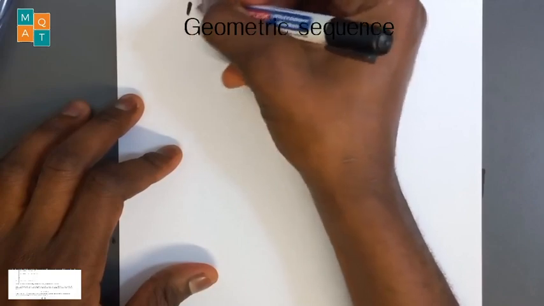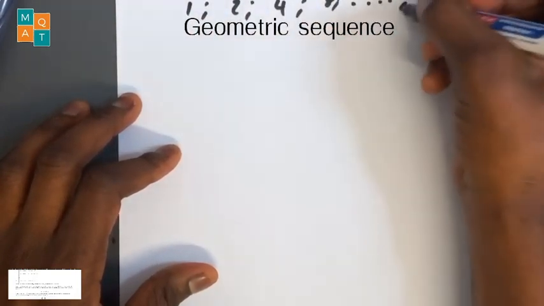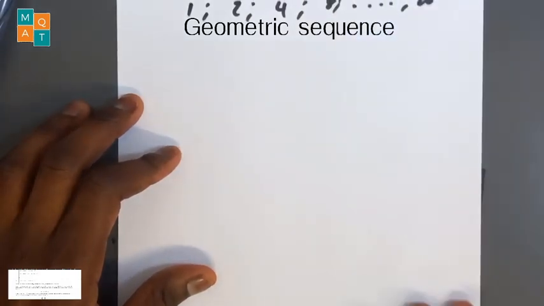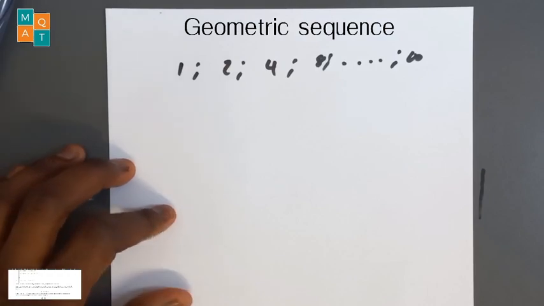Now in the previous video we had 1, 2, 4 and 8 all the way to some infinite value. Sorry, let me bring this down a bit. Yes, so this is what's happening: 1, 2, 4, 8.